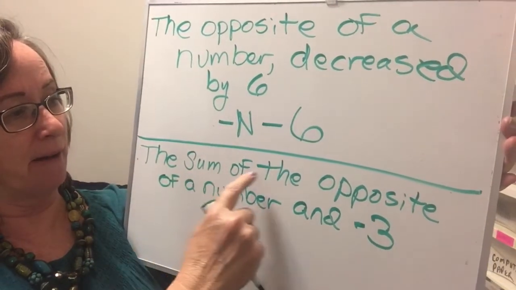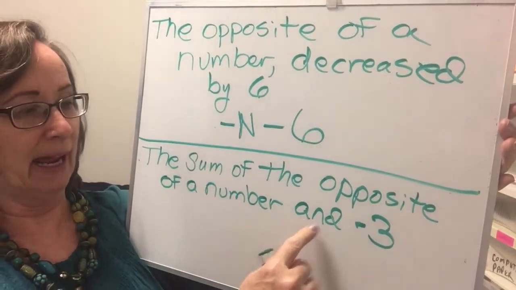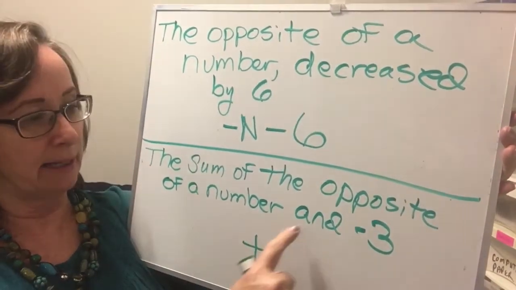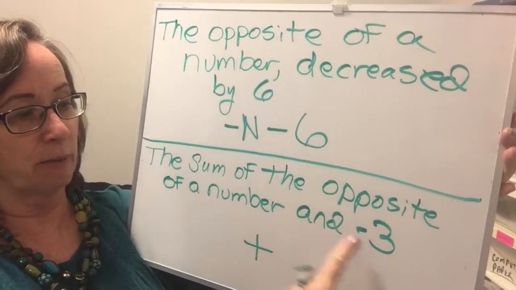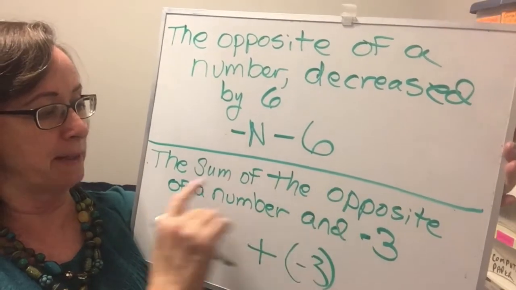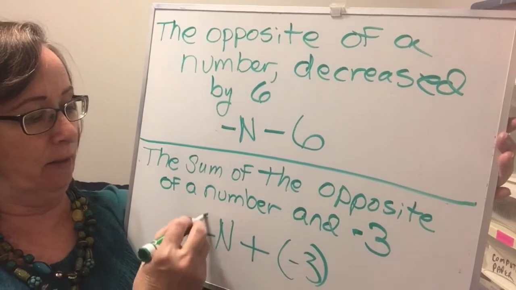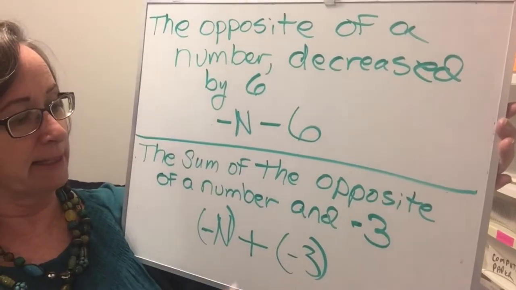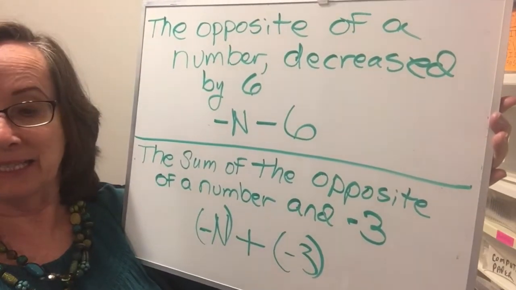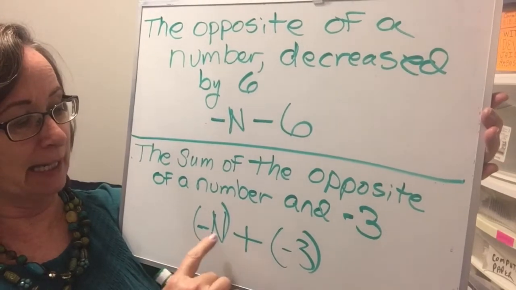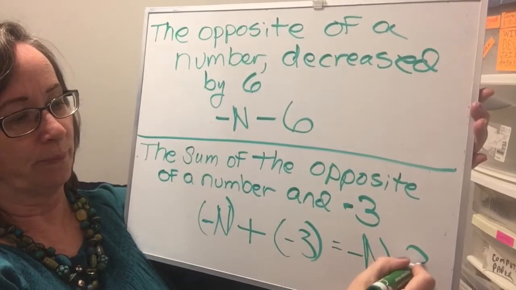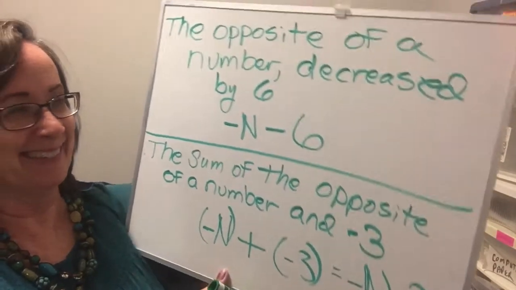The sum of the opposite of a number and negative 3. The sum means we're going to add. Then we have two quantities. Here's where the addition sign goes. So on the right, we just have negative 3. And on the left, we have the opposite of a number, which would be negative n. Okay, so the sum of the opposite of a number and negative 3. So now let's write that as simply as we can. So it would just be negative n minus 3.